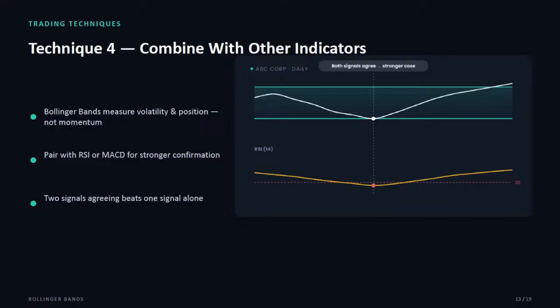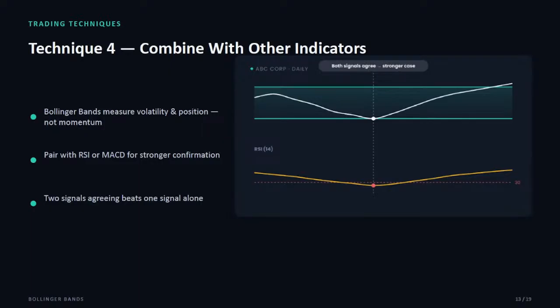Here's a simple example. Let's say price touches the lower Bollinger Band. On its own, as we discussed earlier, that's not a signal by itself. But now let's say the RSI is also showing a genuinely oversold reading at that exact same moment. Now you have two independent tools, one measuring price relative to volatility, one measuring momentum, both pointing toward the same conclusion. That's a meaningfully stronger case for a potential bounce than either signal would be on its own.